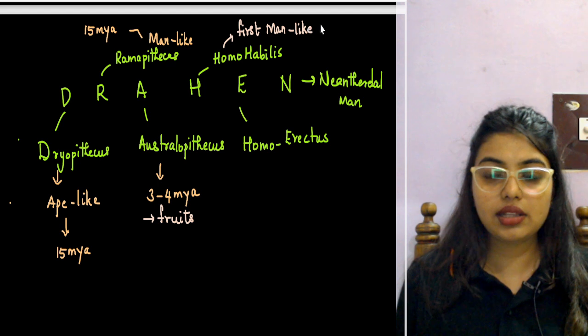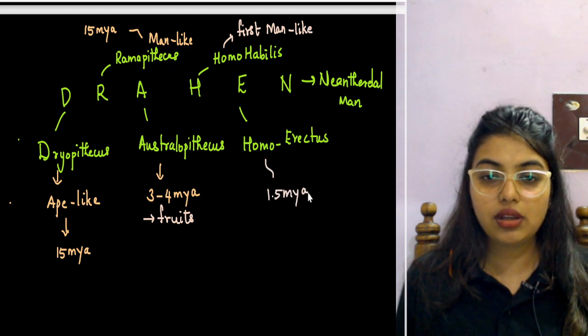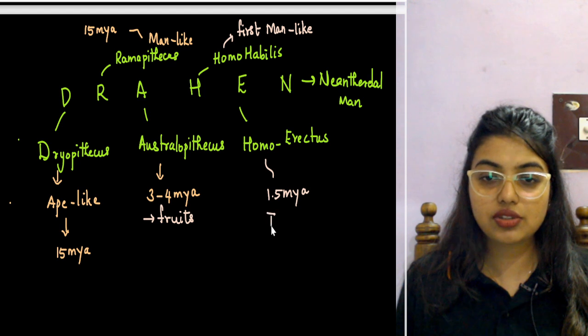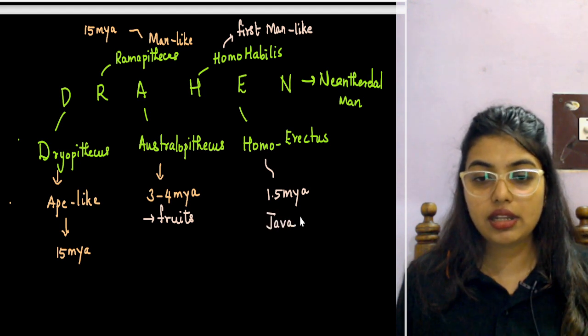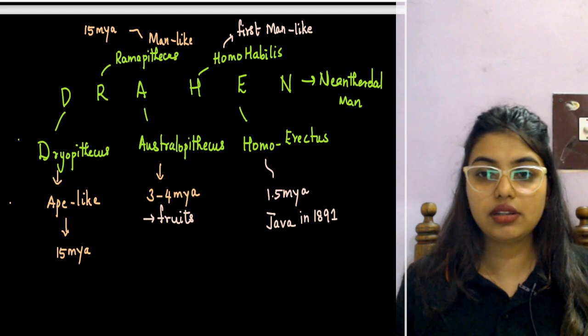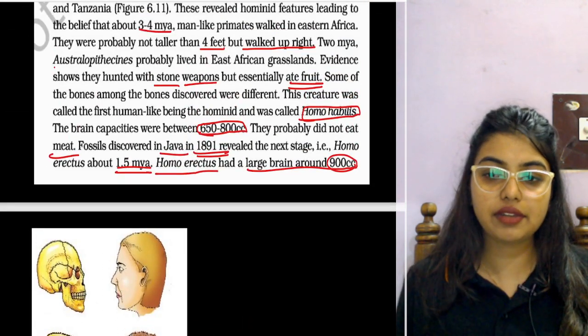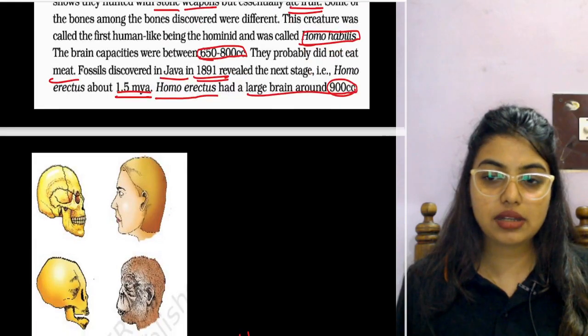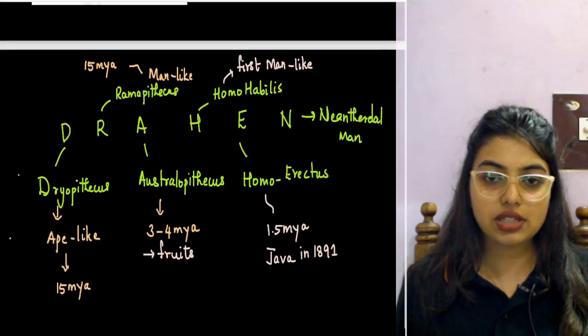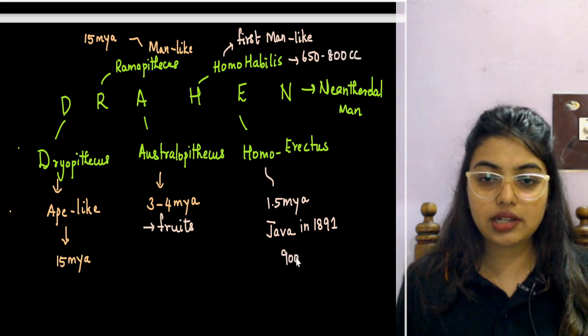Okay, this was found around 1.5 million years ago. Okay, this is around 2 million years ago. This was found in Java in 1891. Then these people's brain capacity is also given, my friends. Here, Homo habilis 650 to 800 cc. Okay, here it improved to 900 cc.